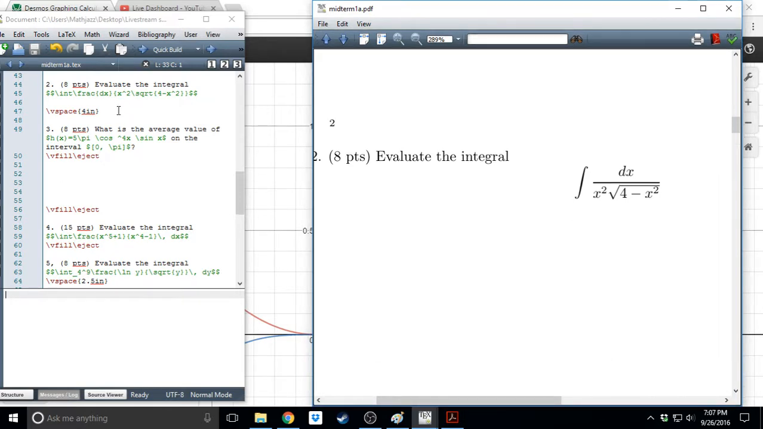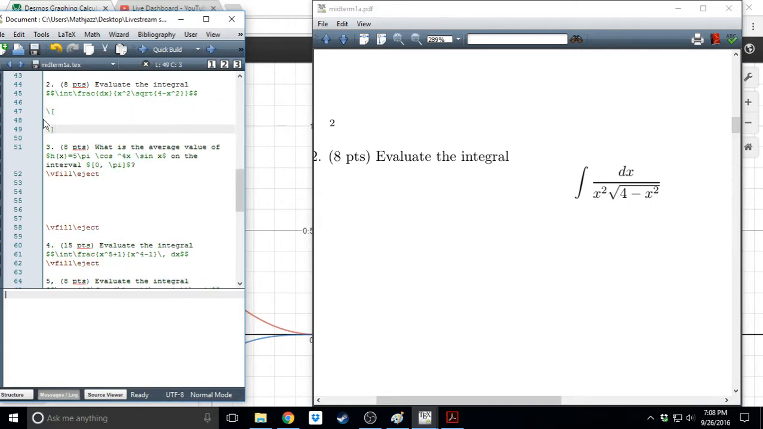Okay, so we want to evaluate this integral, but we don't know what the antiderivative of x squared square root of 4 minus x squared is. But we do notice that there is a square root, and inside of it is a number minus the square of a variable. So we feel like what we should do is a trig substitution.